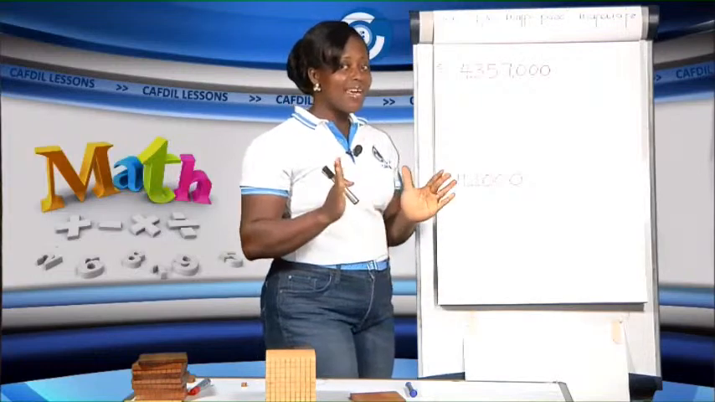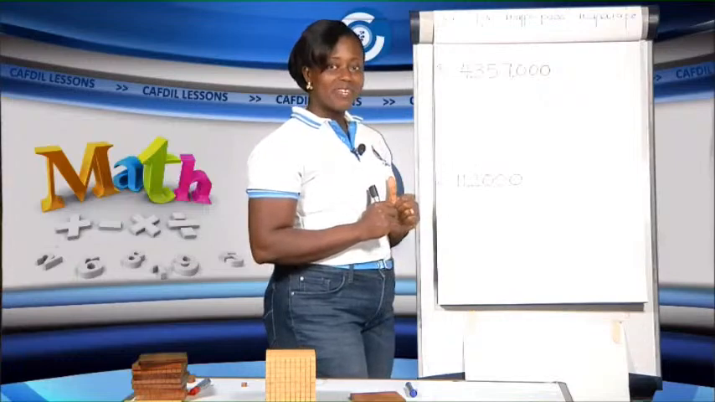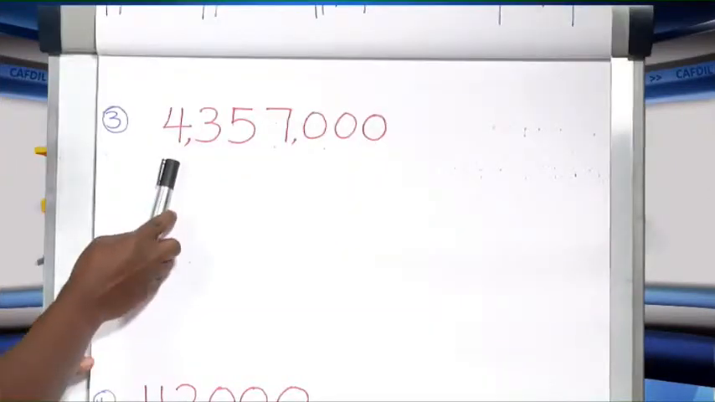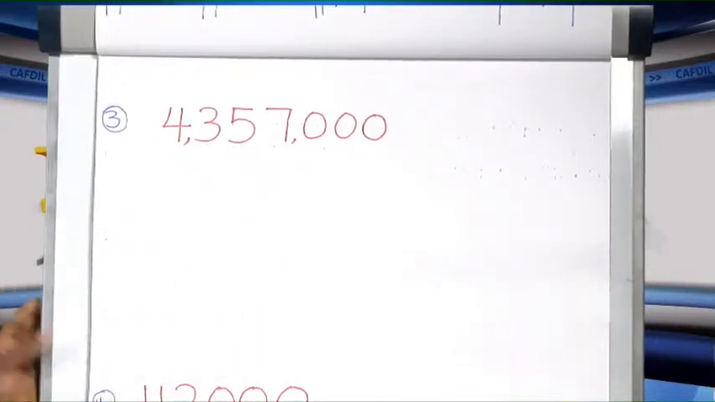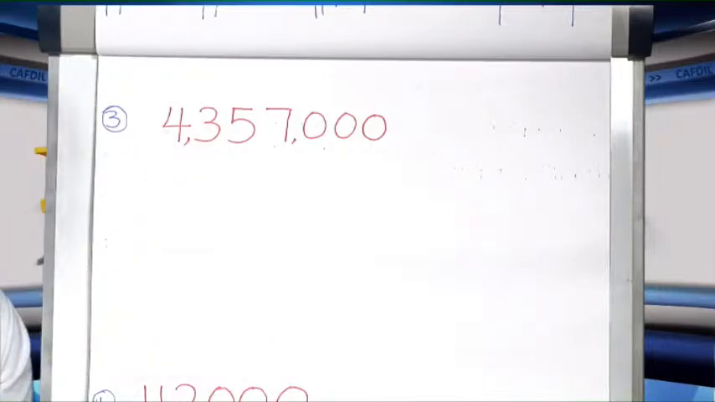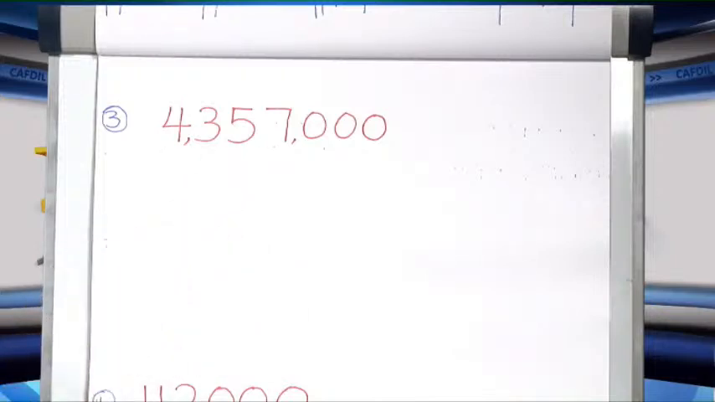With this, the number is huge. So I hope we can do it. 4,357,000. We have moved to the million. And remember, a block is 1 million. So with this, we're going to have 4 of the blocks. So we will draw.